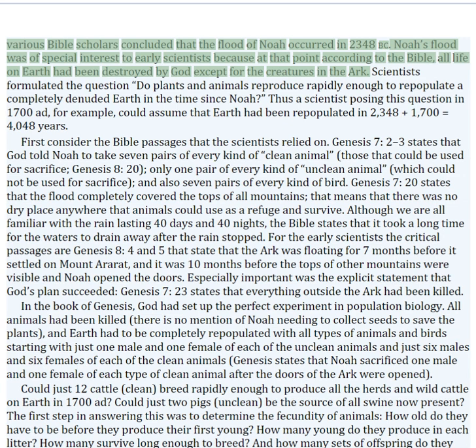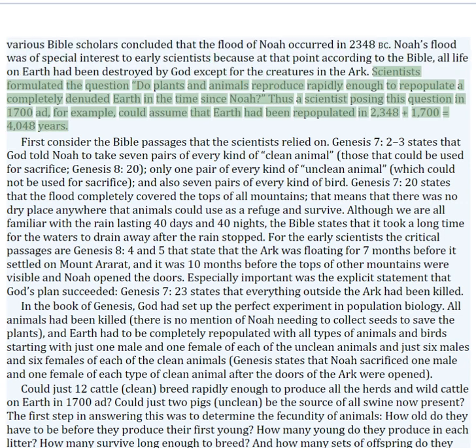Noah's flood was of special interest to early scientists because at that point, according to the Bible, all life on earth had been destroyed by God except for the creatures in the ark. Scientists formulated the question: do plants and animals reproduce rapidly enough to repopulate a completely denuded earth in the time since Noah? Thus a scientist posing this question in 1700 AD, for example, could assume that Earth had been repopulated in 2348 plus 1700, which is equal to 4048 years.